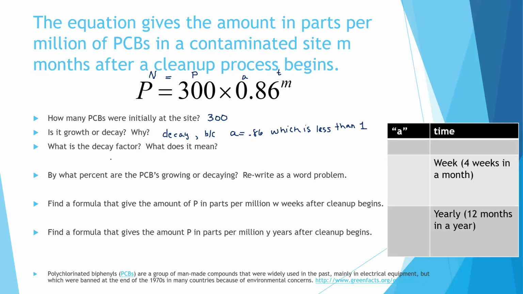What is the decay factor? Well, that's 0.86. What does it mean? Well, that means I have to change it to a percentage, so 0.86 times 100 is 86% remains, and our time here was a month, so at the end of the month.